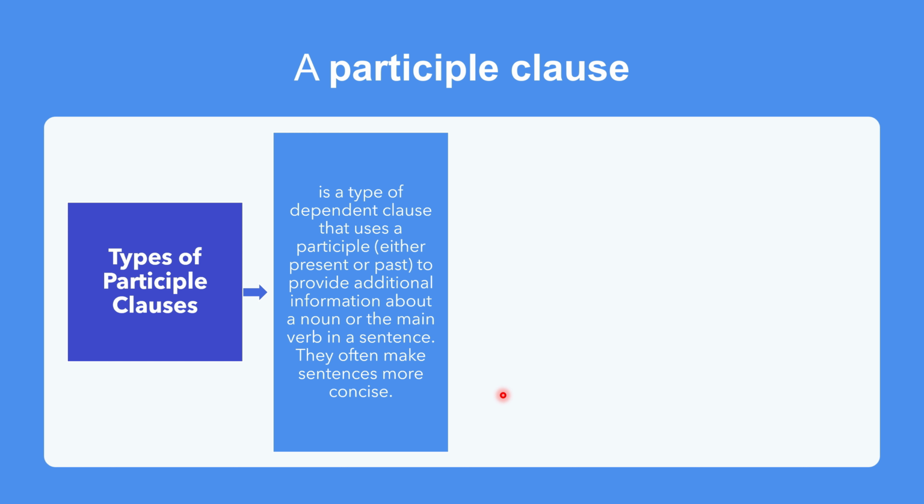So participle clauses are actually types of dependent clause. And when I say dependent clause, I mean it depends on something else. It can't stand alone. There must be another clause to complete the meaning of the whole sentence. So the participle clause also makes the sentence more concise. And when we say concise, we mean brief. It makes the sentence more brief, but at the same time more expressive and attractive.